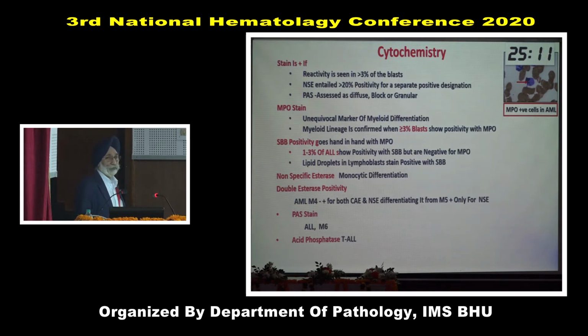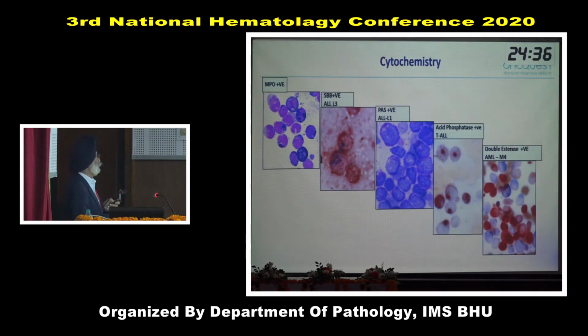Non-specific esterase we do for monocytic differentiation. Again, on morphology you can make out that it is monocytic differentiation, but you need non-specific esterase for confirmation. Earlier we used to do double esterase, not done much. PAS stain does not help much except in ALL where block positivity comes, and now in M6, or what we call pure erythroid leukemia, where it is really useful. Acid phosphatase, from the time immunophenotyping has come, has almost been completely stopped in various centers.